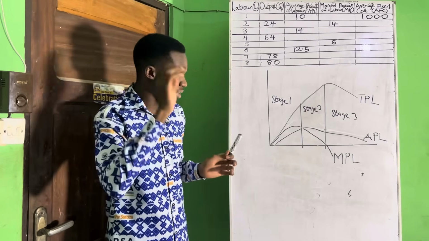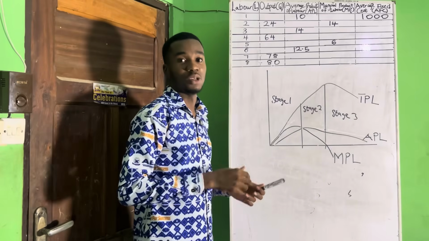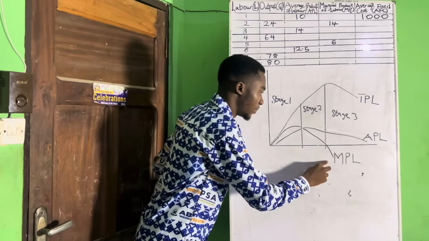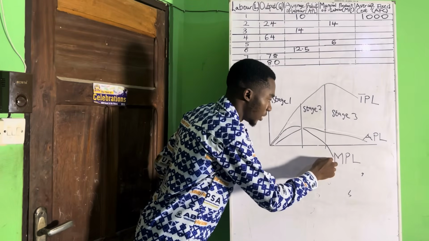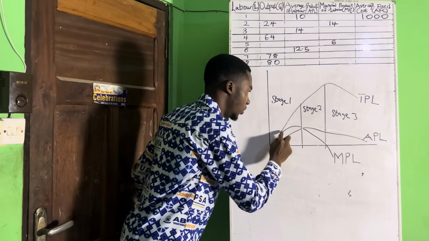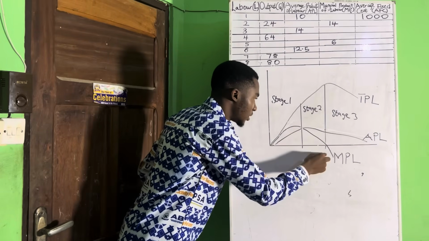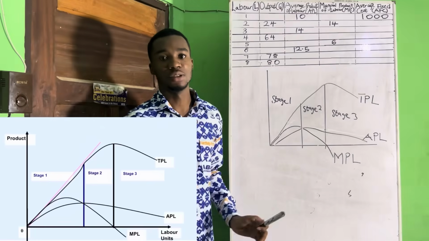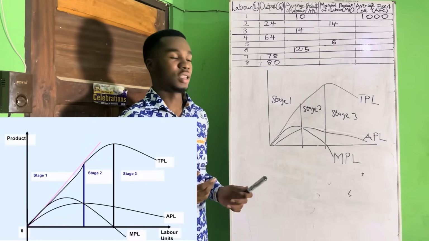You get it? So now that we've understood, that's how I explained it to you, so you know what it means. So now let's start with marginal product of labor. So this is marginal product of labor, then you trace it. Then you ask yourself, what is it doing in stage 1? So now this is marginal product of labor. I'll put a diagram on the screen so you can take a screenshot in case you can't see it well.